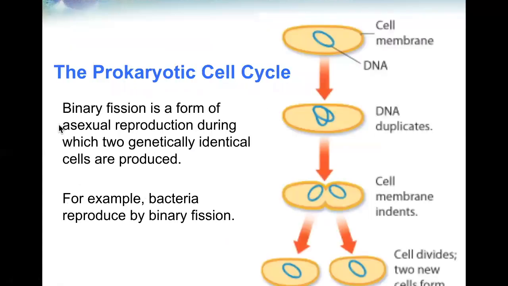Binary fission is a form of asexual reproduction during which two genetically identical cells are produced. For example, bacteria reproduce by binary fission. Cell membrane with the DNA. The DNA duplicates, and then the cell membrane indents, and the cell divides into two identical cells, which are also identical to the parent.